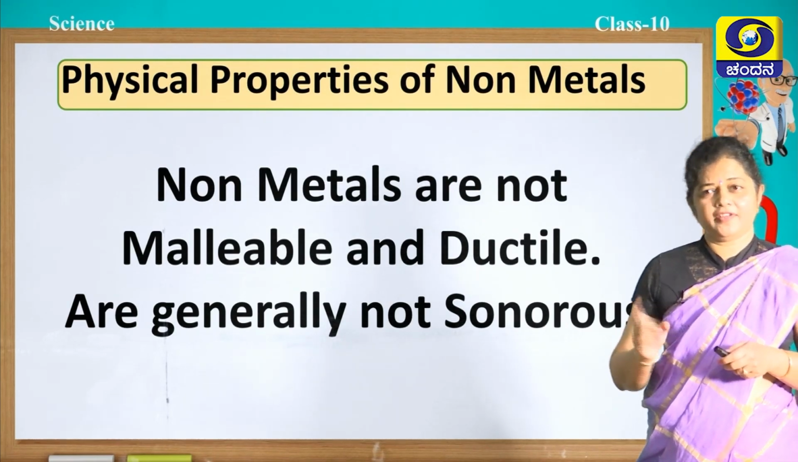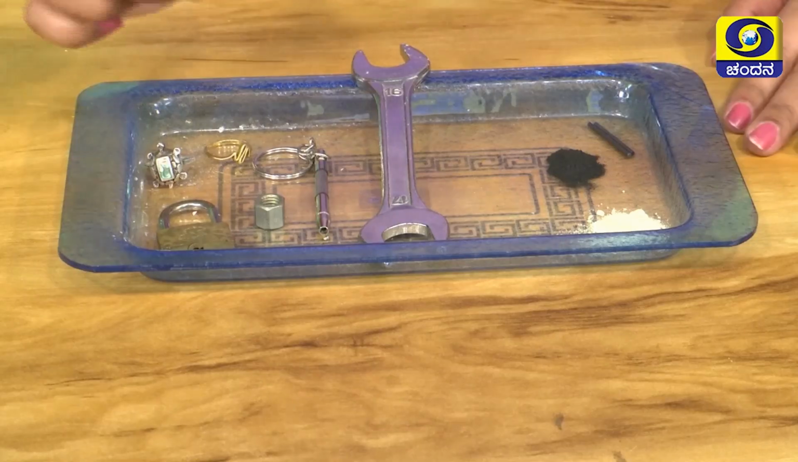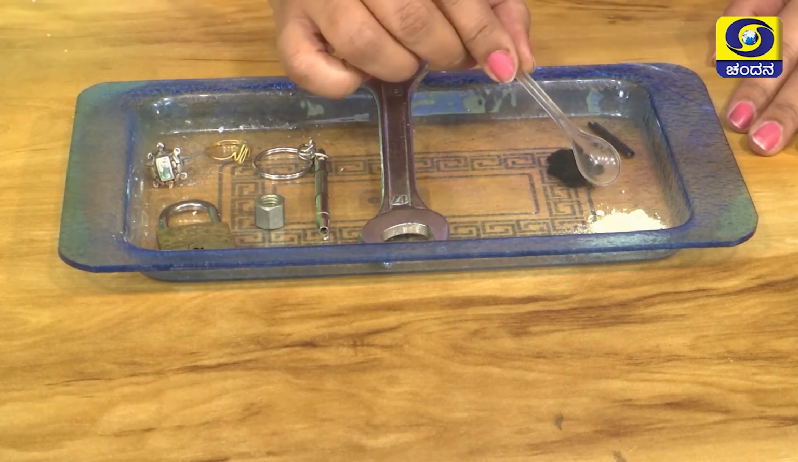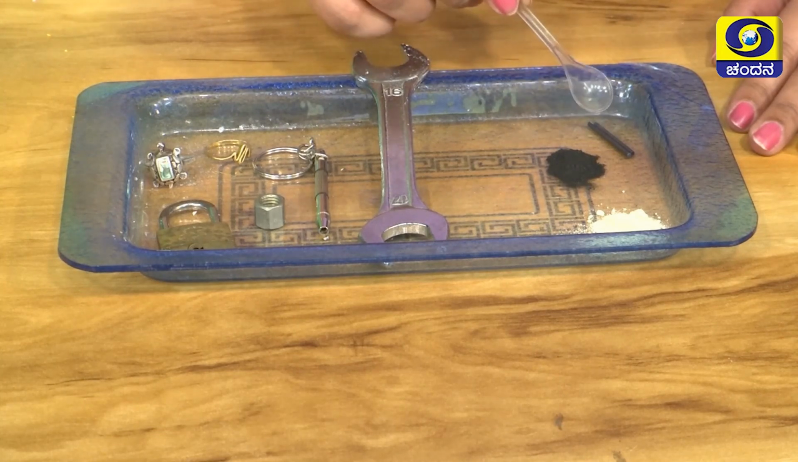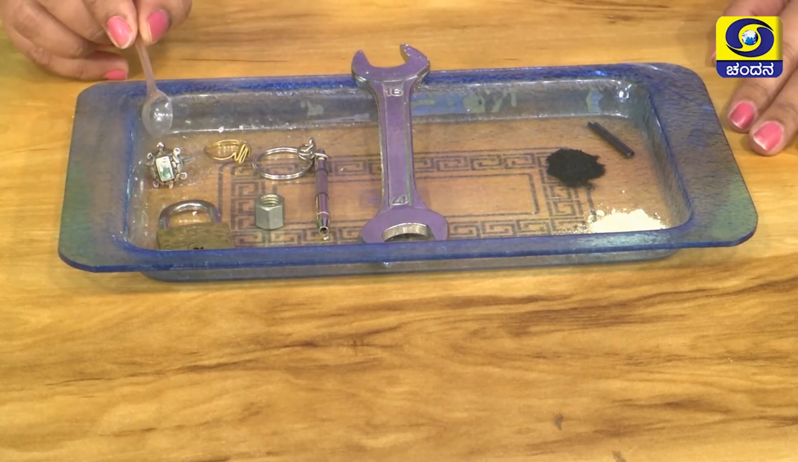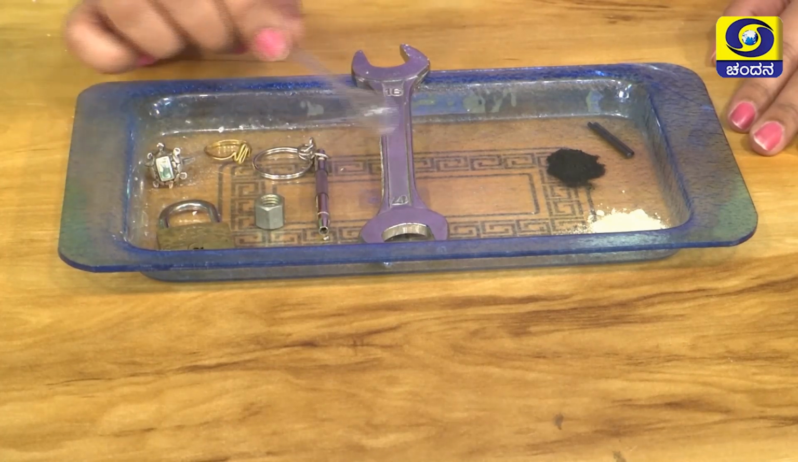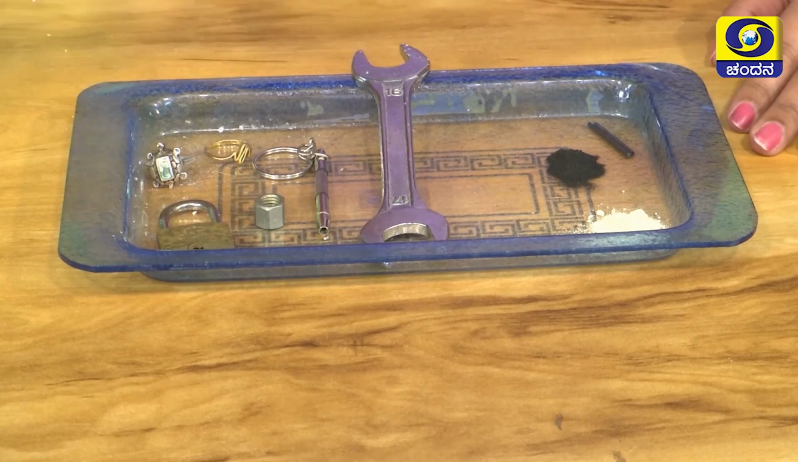Now let us have an activity to check whether the metals and non-metals conduct electricity. Now let us observe the physical state of certain metals and non-metals. This is sulphur, this is charcoal powder, that is carbon, and this is graphite. These two are allotropic forms of carbon, which is a non-metal. So these are metals. This is silver and this is gold and this is brass and these are all steel. That means iron.